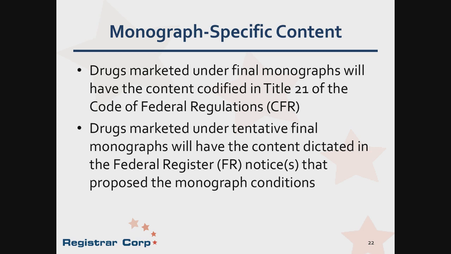Now, drugs that are marketed under a final monograph will have the content codified in Title 21 of our Code of Federal Regulations. However, drugs that are being marketed while still in the tentative final monograph stage will have content dictated in the Federal Register notices that proposed the monograph conditions. The Federal Register is sort of the daily newspaper for the U.S. government, and it's where all the federal agencies will propose rules, including drug monographs.